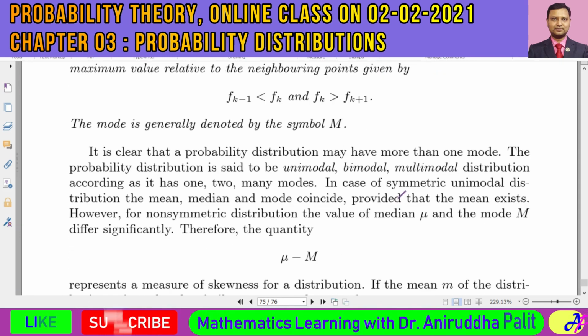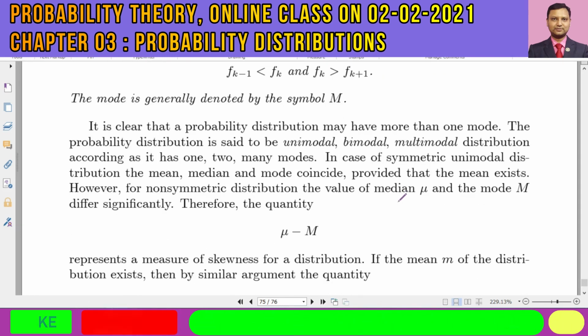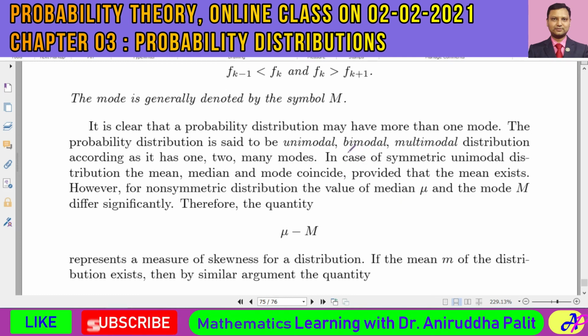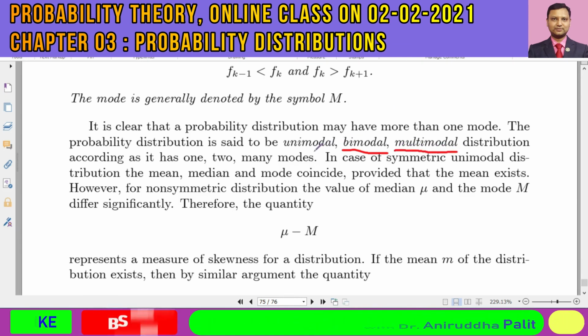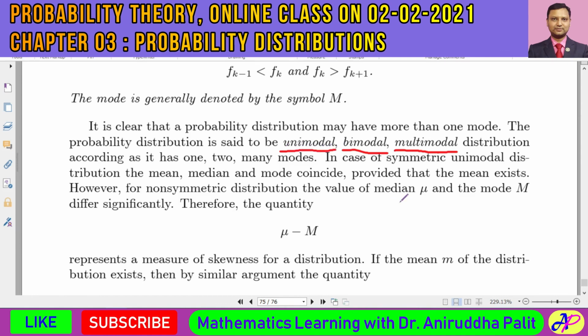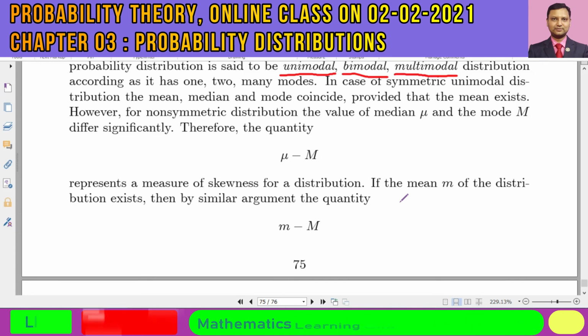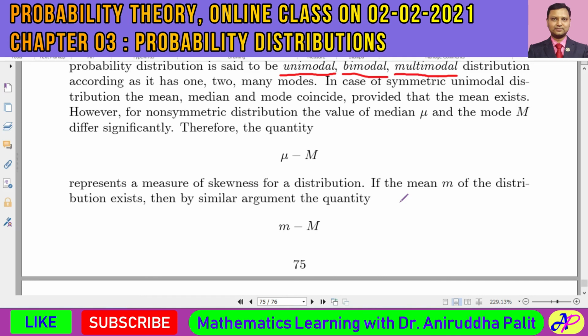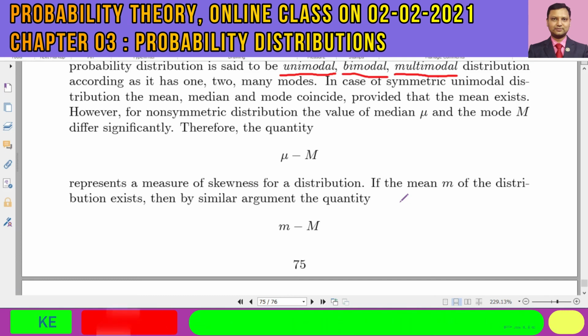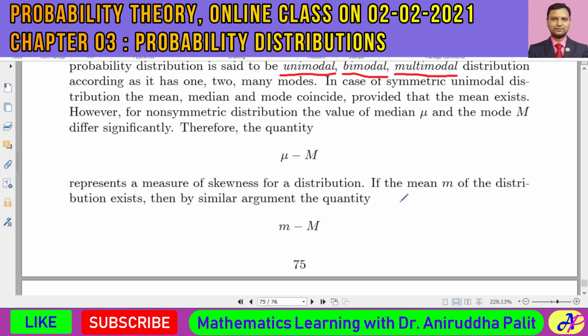Sometimes we may have more than one mode of a distribution. If it has two modes, we call it a bimodal distribution. If it has more than two modes, we call it a multimodal distribution. If we have only one single mode, we call it a unimodal distribution. It can be proved that under certain conditions, the mean, median, and mode all become the same in the case of a unimodal symmetric distribution.